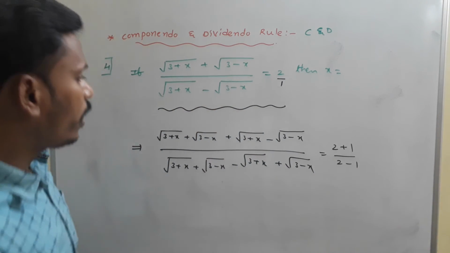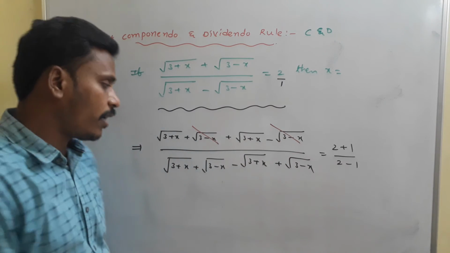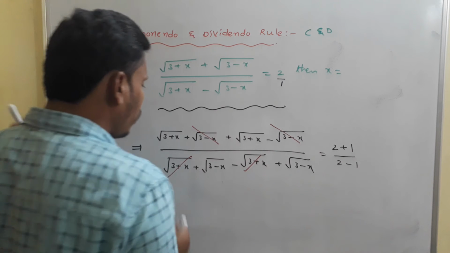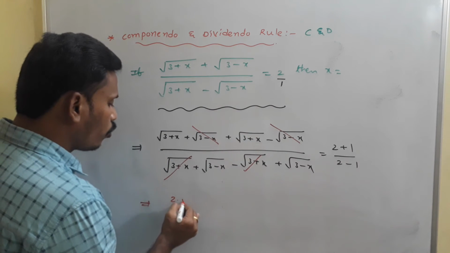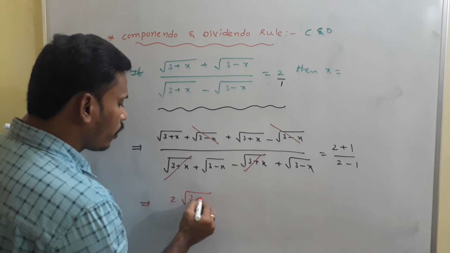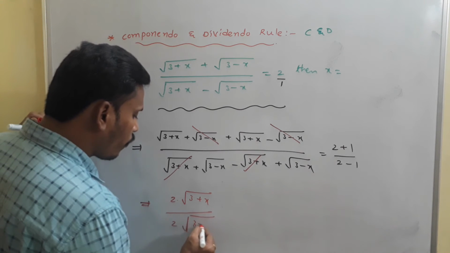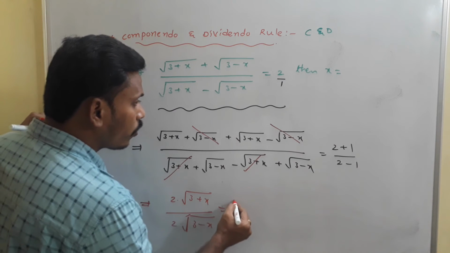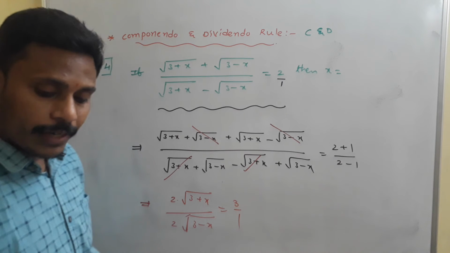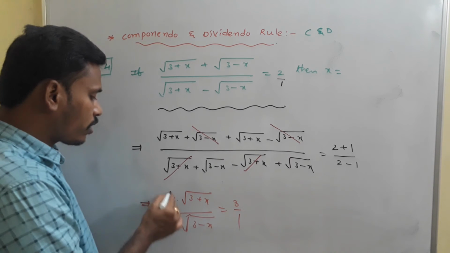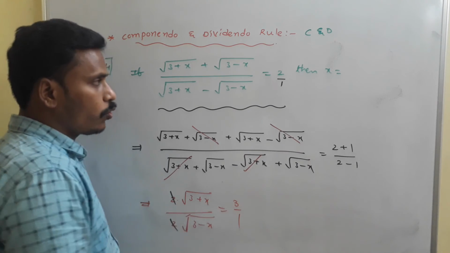See, we have many terms to get cancelled. This root of (3 - x) gets cancelled. Here these two get cancelled. So root of (3 + x) and root of (3 + x), totally two terms, 2 into root of (3 + x), and in the denominator 2 into root of (3 - x) is equal to 3 by 1. Okay. Our target is to find x. You just cancel out 2. So root of (3 + x) by root of (3 - x) is equal to 3.